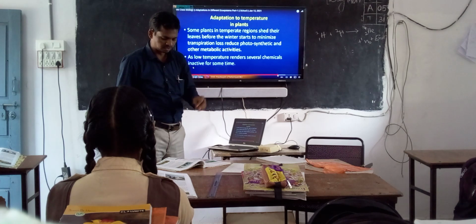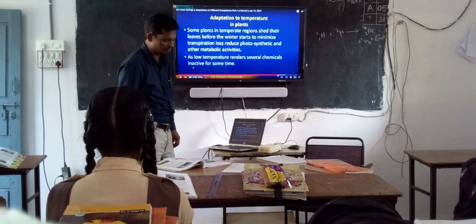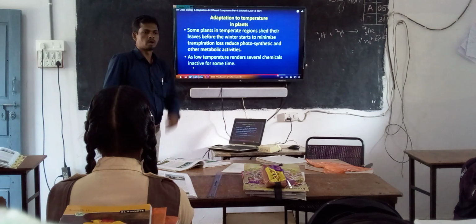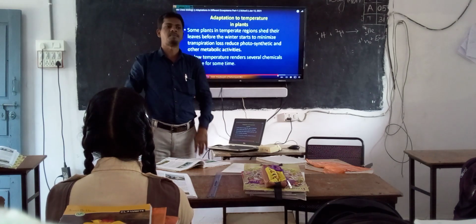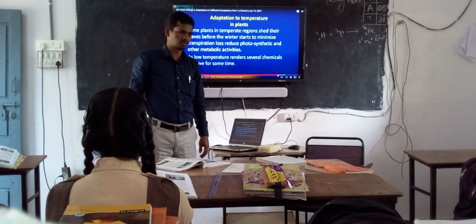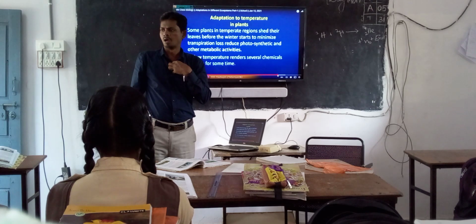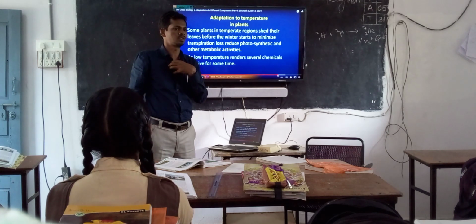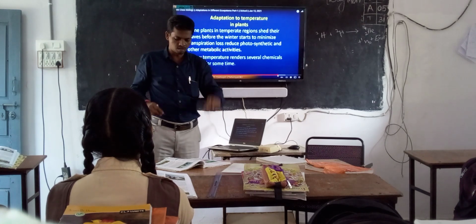Adaptation to temperature in plants. The effect of temperature on plants of the terrestrial ecosystem can be seen in different ways. According to temperature, we can observe different types of plants. They have various types of adaptations, adjustable properties. We also have some adaptations to live in particular weather conditions. They are called adjustable properties.